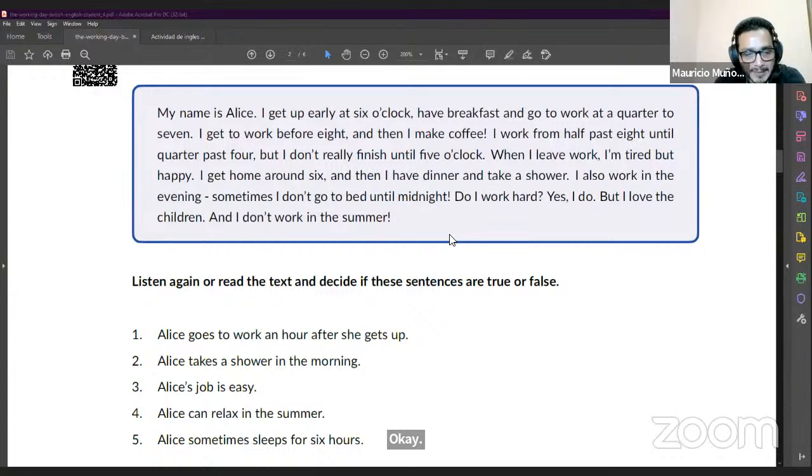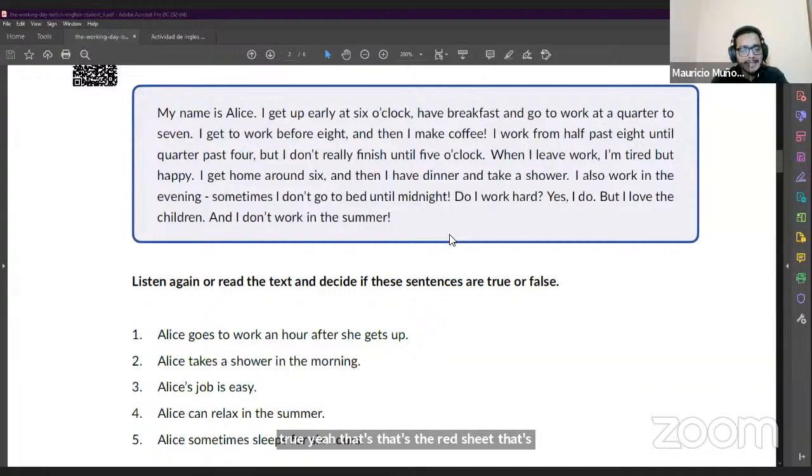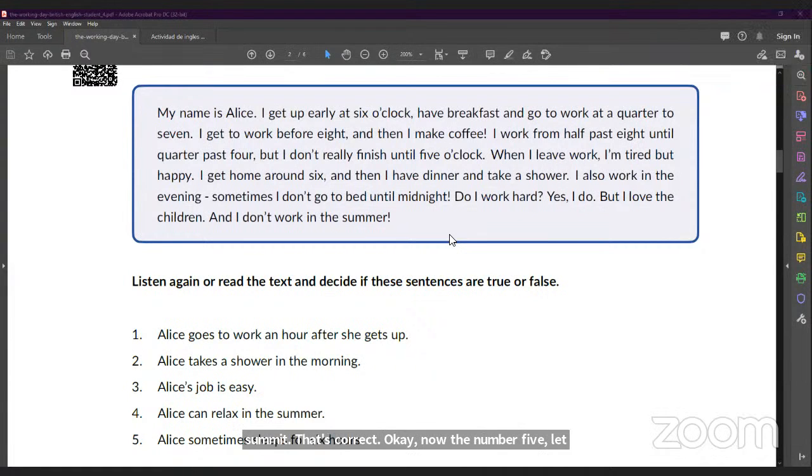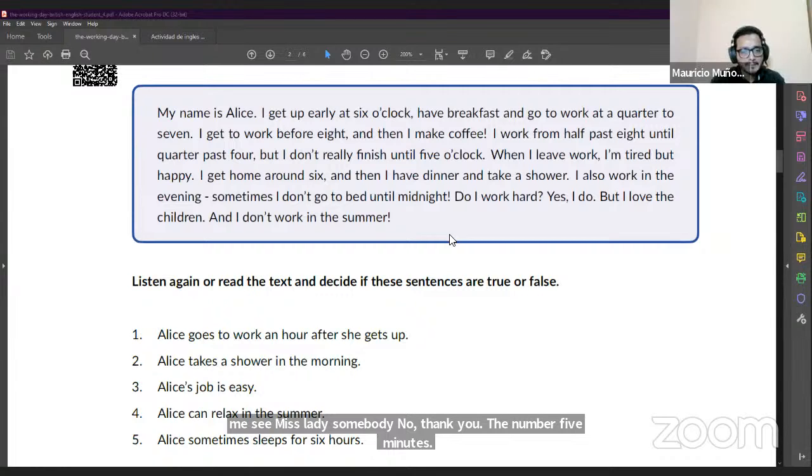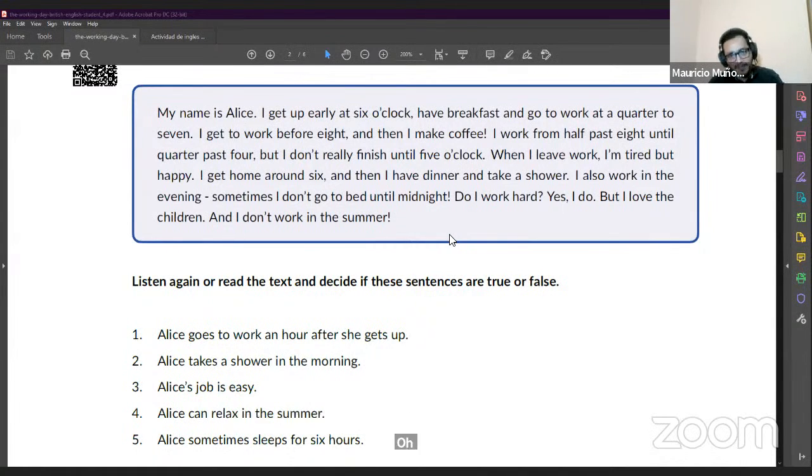Narcisa Manzaba, please read the number 4. Miss Narcisa, please. She can clap in the summer. True or false? True. True, yes, that's correct. She doesn't work in summer. That's correct. Okay, now the number 5. Let me see. Miss Lady Zambrano. Thank you. The number 5, please. Ali sometimes left for 6 hours. True. Yeah, it's true. Very good. Fantastic. Excellent. Thank you.